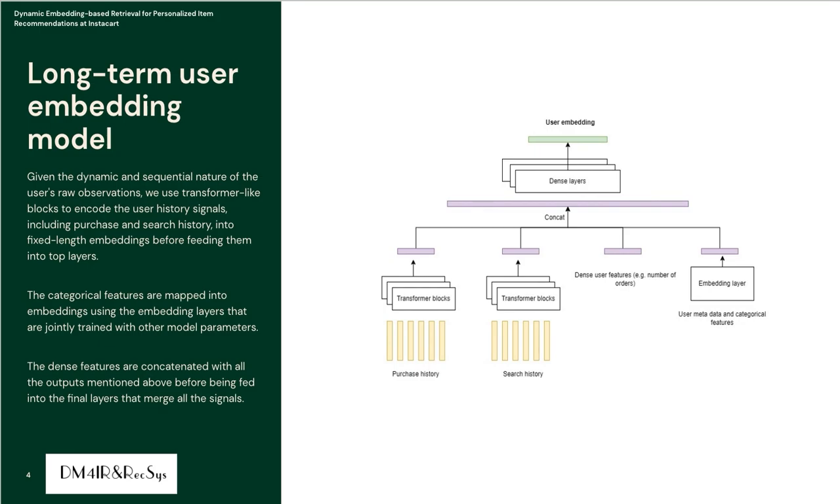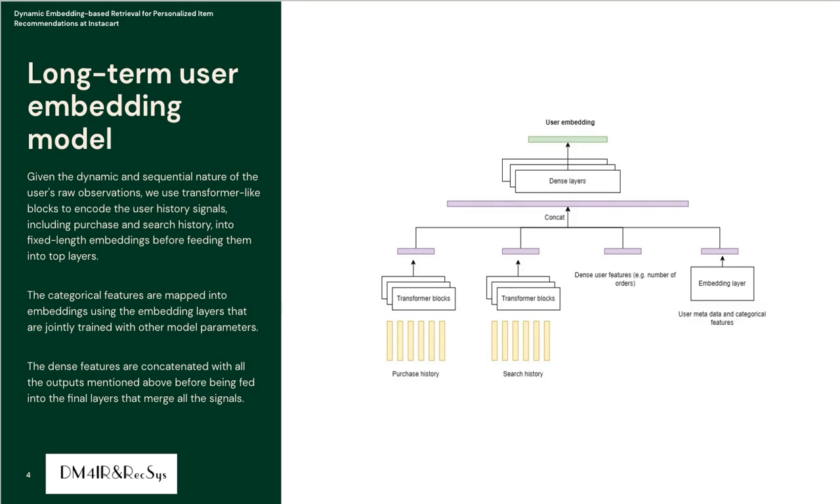As you can see, the long-term user embedding model takes three major classes of input. One is the user's past history, represented as a raw observation sequence. We also have some metadata and counting statistics as dense features, and other categorical features. Given the dynamic and sequential nature of the user's raw observations, we use transformer-like blocks to encode this user history into a fixed-length embedding.